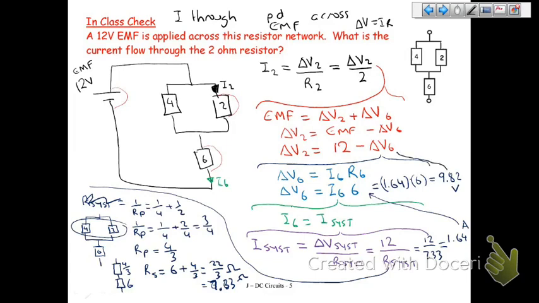And then I take that and substitute it in there. That equals 12 minus 9.82, so that equals 12 minus the second answer, which is 2.18 volts. So I'm going to take that to there. So this equals 2.18 over 2, which equals 1.14. Did I do that? 1.09. 1.09 amps.